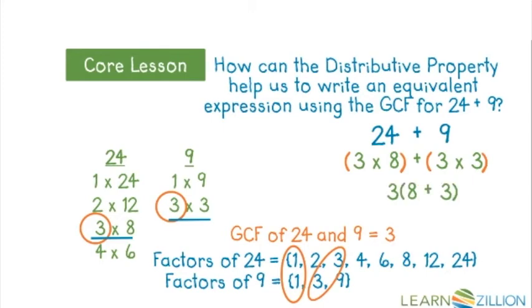When I pull the factor 3, which happens to be the greatest common factor, I have left 8 plus 3, and 8 and 3 have no common factors. So 24 plus 9 is the same as 3 times the quantity of 8 plus 3.